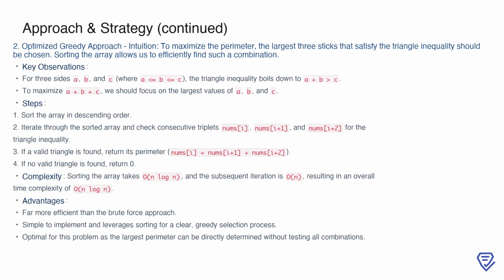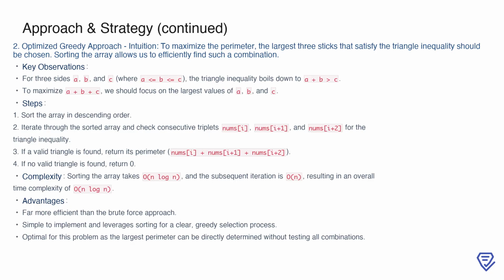By sorting the array, we can ensure that the largest values are prioritized. When considering three sides, say A, B, and C, the triangle inequality simplifies to ensuring that the sum of the two smaller sides, A and B, is greater than the largest side, C. To implement this, we first sort the array in descending order. Then, we iterate through the sorted array, checking each triplet for validity. If a valid triangle is found, its perimeter is calculated and returned immediately. If no such triplet is found, we return 0.